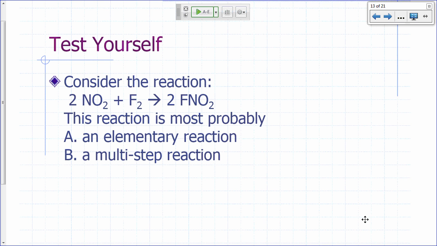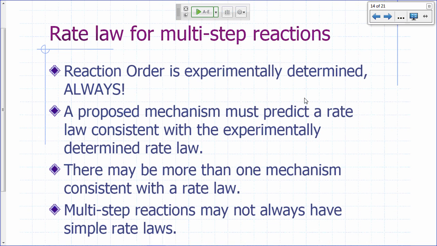But if you're going to propose mechanisms, chances are your best bet would be to go with a series of either unimolecular or bimolecular steps. So the answer there is most likely that's a multi-step reaction. So how do you predict what the rate law is going to be given a mechanism for a multi-step reaction? Like I said, your reaction order has to be experimentally determined, but with a proposed mechanism, you can predict what the rate law would be, and that prediction should be consistent with the experimentally determined rate law.